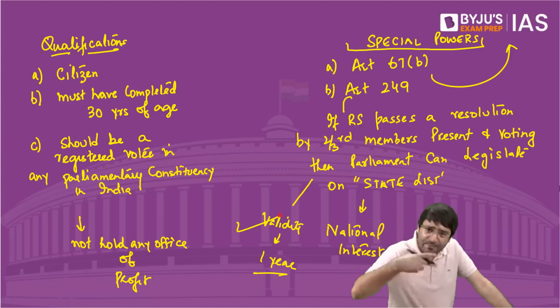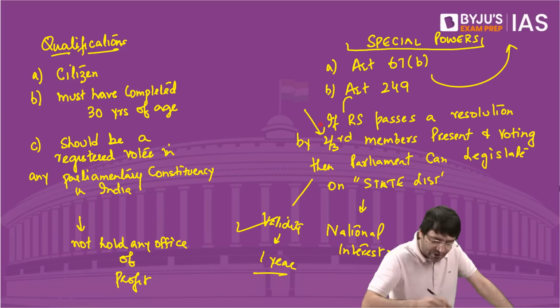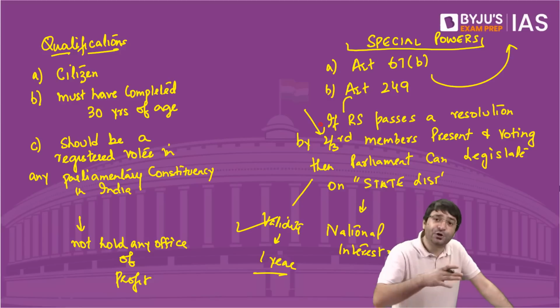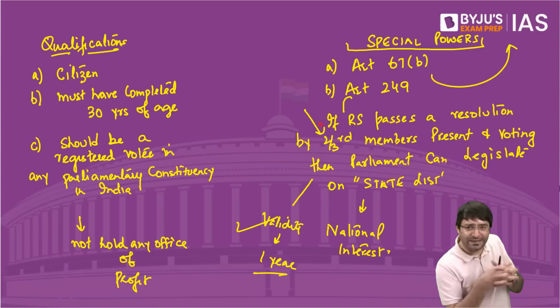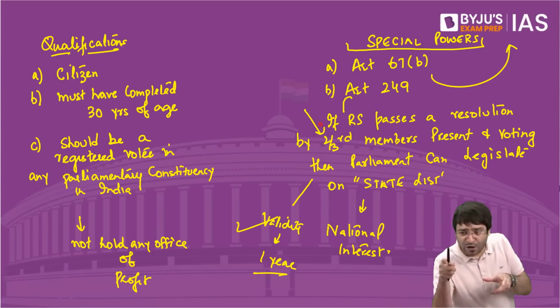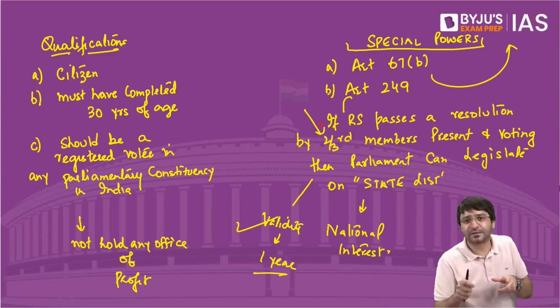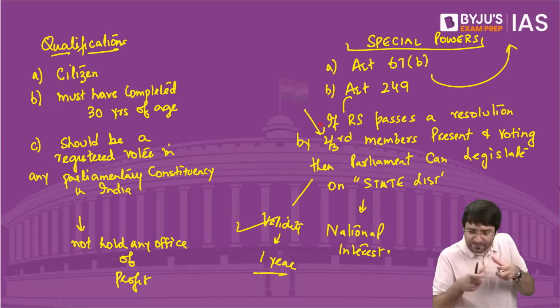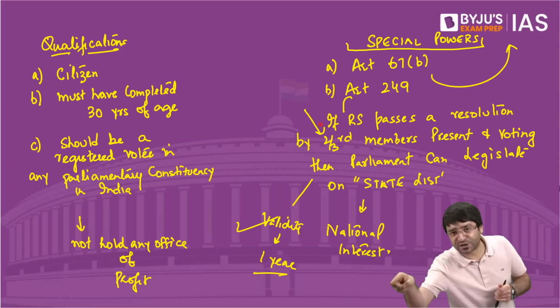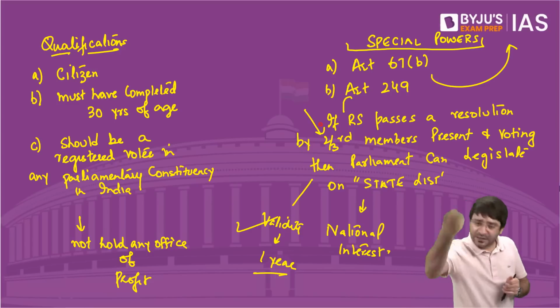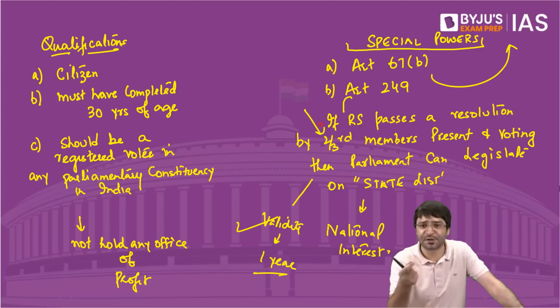If Rajya Sabha passes a resolution by 2/3 majority again, this law can continue for another 1 year. That means every year you have to take the approval of Rajya Sabha. Because Parliament in this case is making a law on law and order, which is a state list. How can Parliament legislate on state list? If Rajya Sabha, which is the protector of the state interest, allows, approves, then Parliament can make a law. That is the special power of Rajya Sabha.